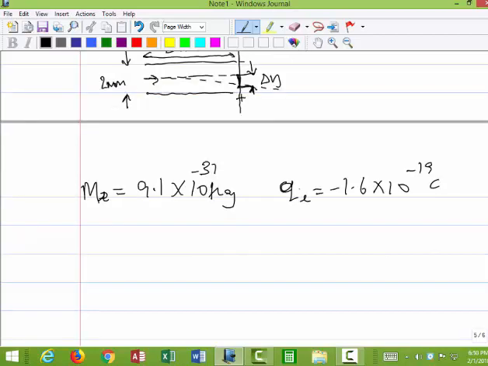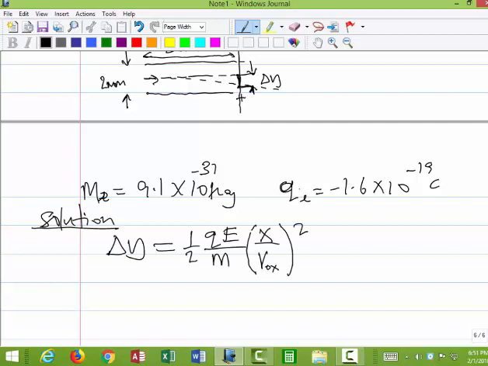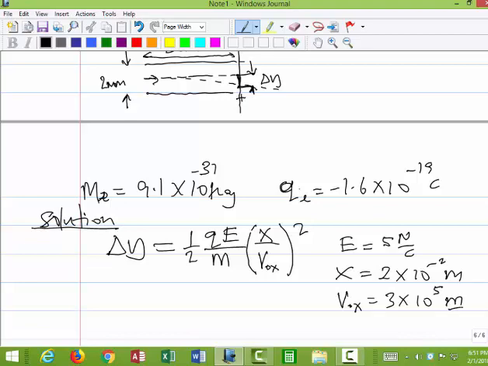Okay, so what is the formula that we're using for deflection, delta y? What is the formula for delta y? I believe you have all the elements that you need for this. So I gave you Q, I gave you M, and then E is 5 newtons per coulomb. X is 2 centimeters, so 2 times 10 to negative 2 meters. V not x, what was it? 3 times 10 to the power 5 meters per second.